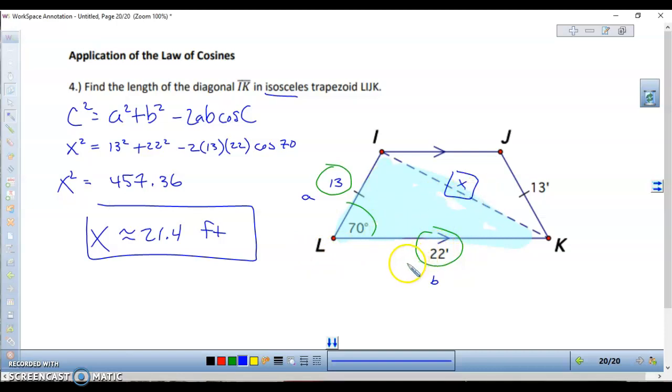So the idea, you guys, is with all these application problems, just draw and see what kind of triangle you get. And then based on what's given, that'll tell you what to use.